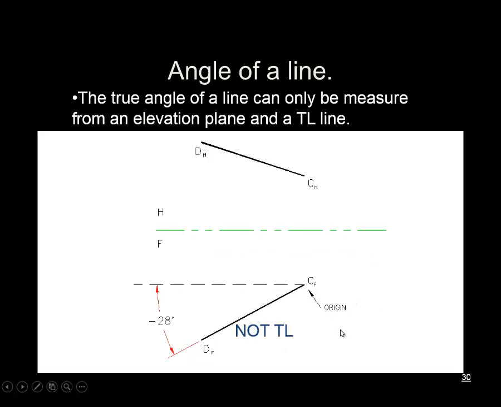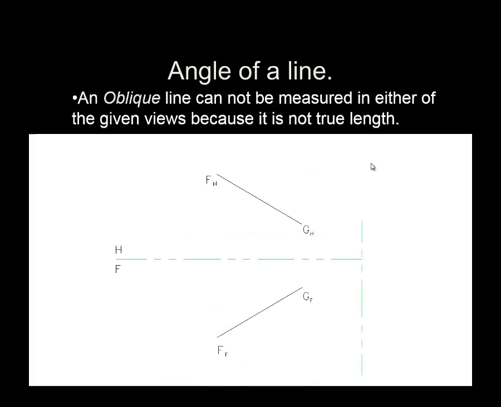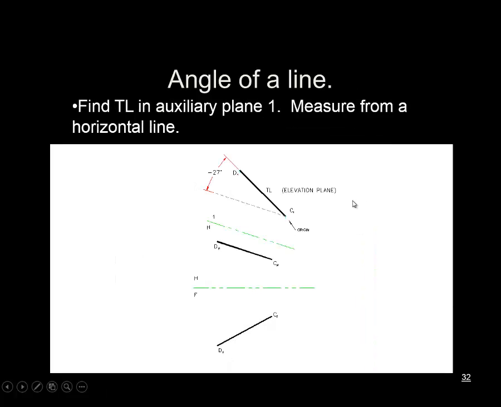So should I hinge off of the front plane or the horizontal plane? Horizontal, because that will give me a true length elevation. So it's an oblique line. Again, I can't measure it in either view, so I'm going to have to set up a true length line. So once more, I set up the hinge parallel to this line, do all of my projecting to get a true length line here. And then here's what's important about this angle here, this 27 degrees.